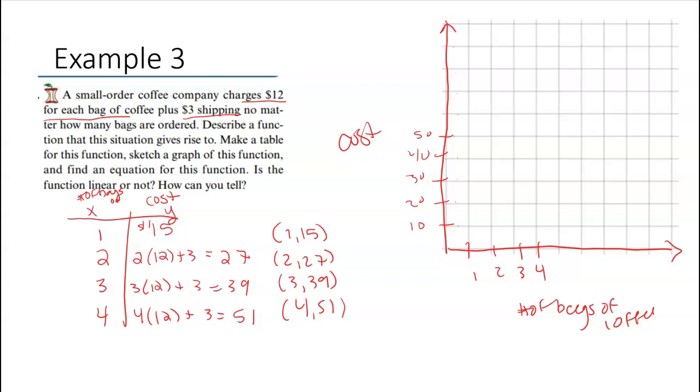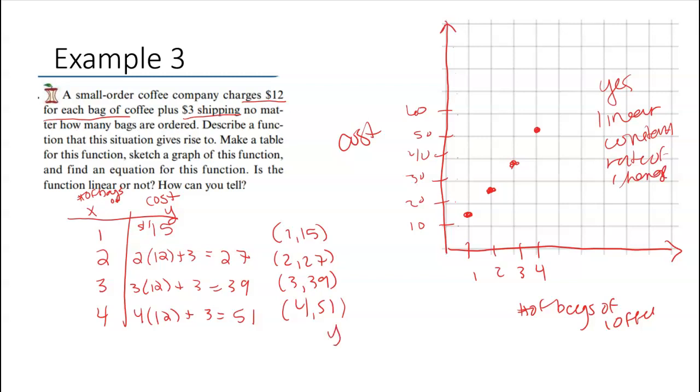All right, so 15 is going to be about there. 27. 39 and 51, and what do you know? That looks pretty linear to me. And I would say yes, that this is linear. There's a steady rate of change, constant rate of change. And so our last question here is to write an equation.